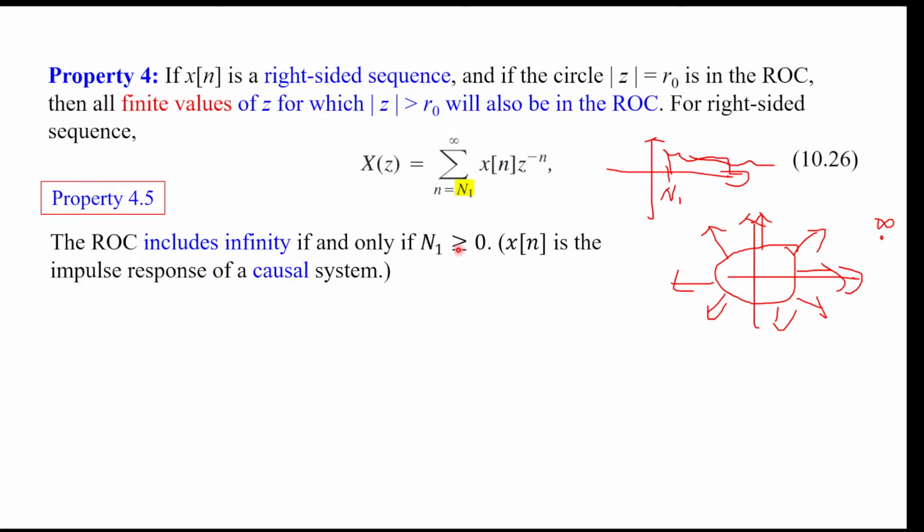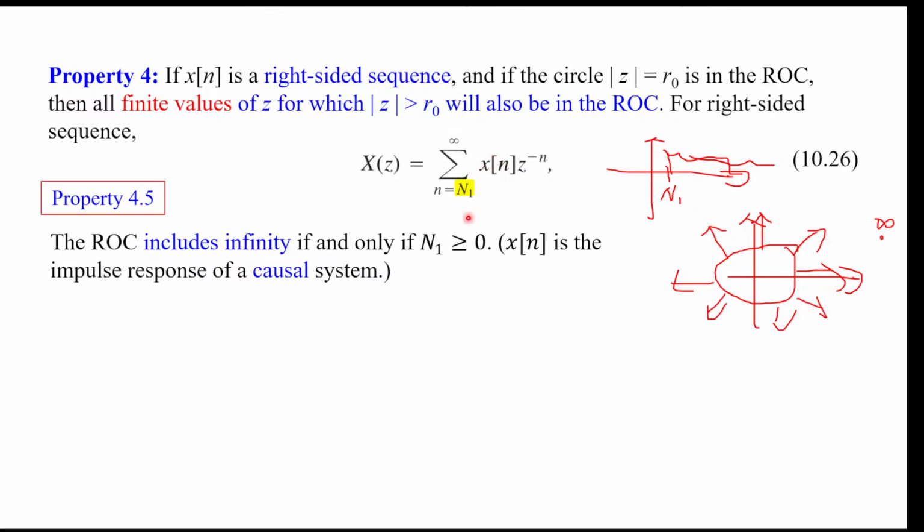But there is a catch, just like in the finite duration case. So the ROC includes all finite values outside of R0, but this infinity point might not actually be in ROC, although you think infinity is greater than all the finite values. Okay? And for infinity to be inside ROC, once again, you need to look at the form of your x of n.